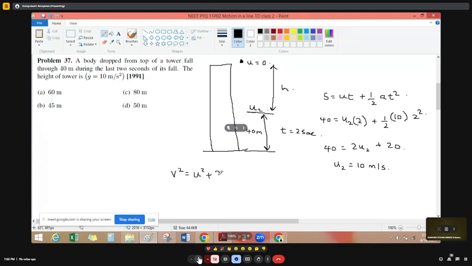V squared is equal to u squared plus 2as. Final velocity is u2, which is this one, 10 square. Initial velocity is 0 plus 2 into 10 into s, s is the height which we want. So this is 100. 100 divided by 20 will be h is equal to 5 meters. That means this is 40 and this is 5, so 45 will be the correct answer. Is that okay?